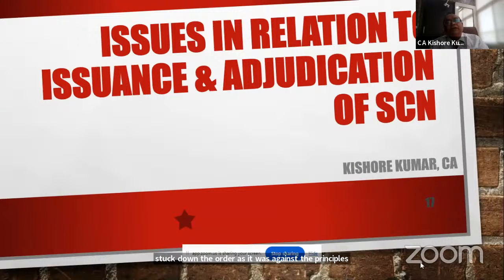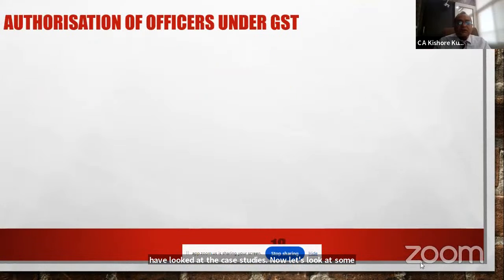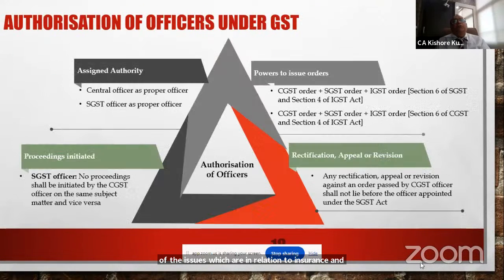So, friends, we have looked at the basic provisions. We have looked at the case studies. Now, let's look at some of the issues in relation to issuance and adjudication of show cause notices. The first important topic is authorization of officers. Friends, there are sections under the CGST Act, like Section 3, which provide a list of CGST officers who can be called the proper officers.